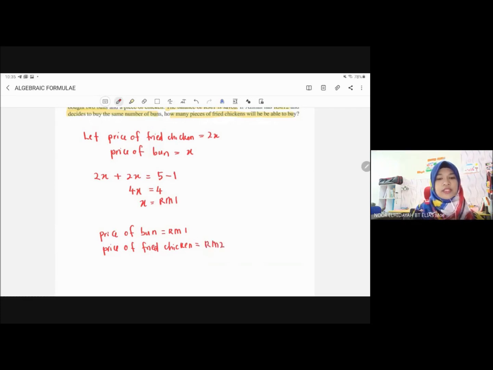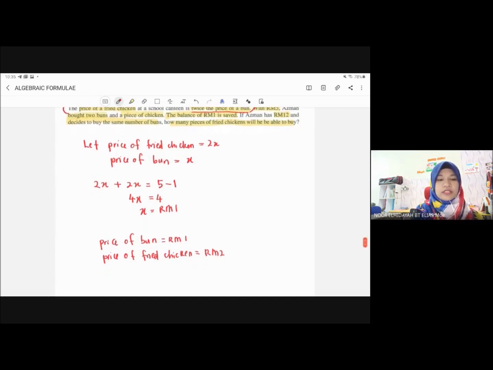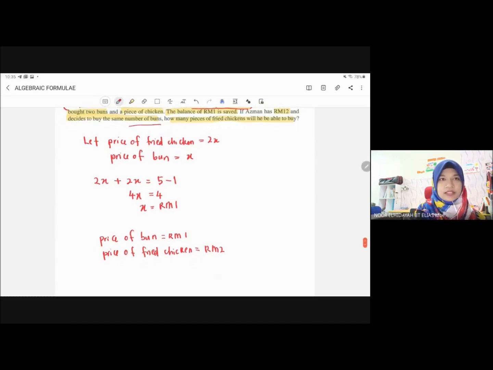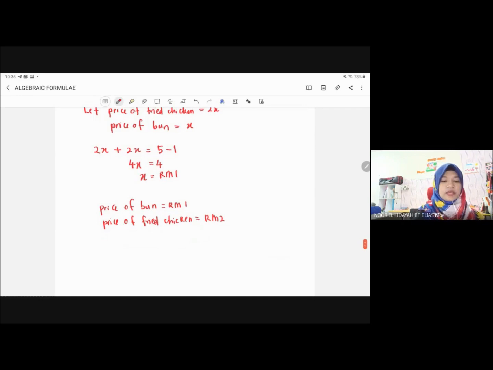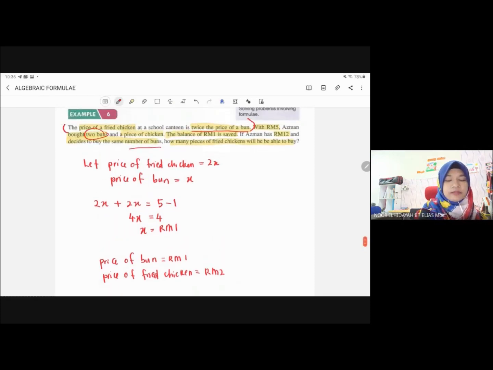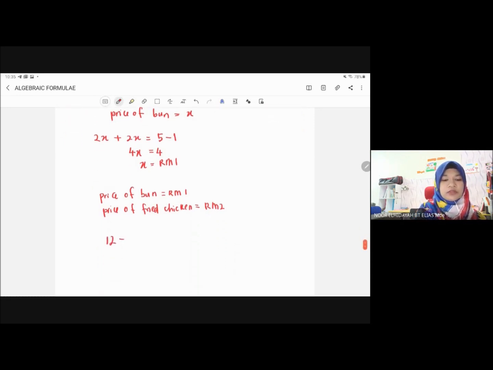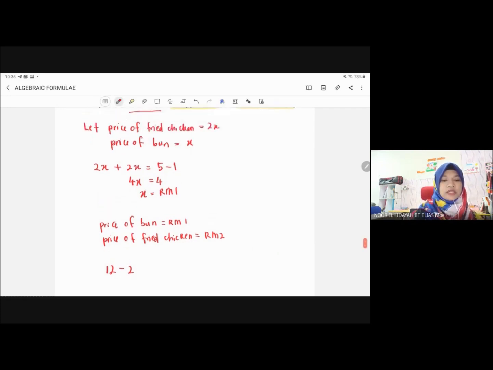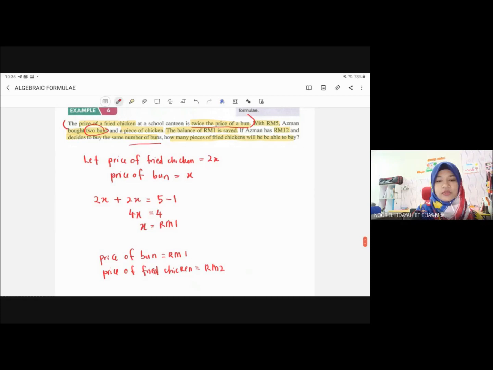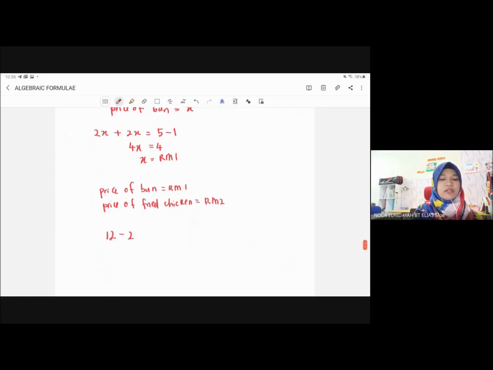Okay. So sekarang ni dia ada apa? Dia kata dia ada RM12. Okay. Dia ada RM12 dan decide to buy the same number of buns. Okay. Maksudnya macam mana ni? Dia ada RM12. Dia minuskan dengan dia beli berapa bun? Tadi dia beli 2 bun. Okay. Dia beli 2 bun. So 2 bun is RM2. Alright. Okay. So sekarang ni dia nak tahu how many piece of chickens will he able to buy. Okay. Maksudnya daripada balance duit, dia ada RM12, tolak dengan dia beli bun. Berapa chicken yang dia boleh, fried chicken yang dia boleh beli.